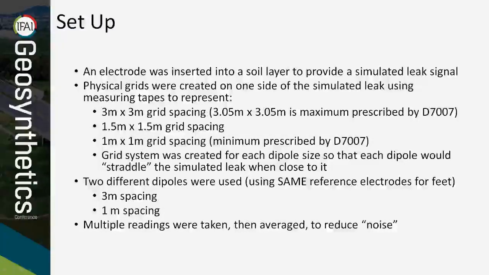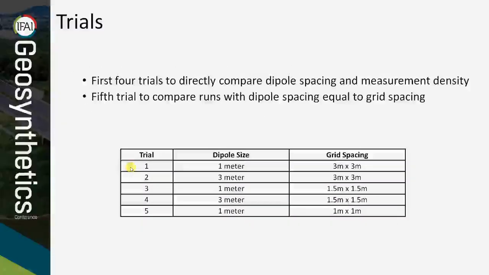It's important to note that the grid system was created for each dipole size, so that each dipole would straddle the simulated leak so that there was never an advantage given to one of the dipole sizes. 2 different dipoles were used using the same reference electrodes for the feet, a 3 meter spacing and a 1 meter spacing. Multiple readings were taken for each run, then averaged to reduce the noise. The first 4 trials were used to directly compare dipole spacing and measurement density. So I used 2 different dipoles at 2 different grid spacings. And then the 5th trial was used to compare runs where the dipole spacing was equal to the grid spacing.